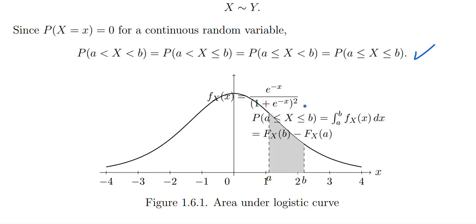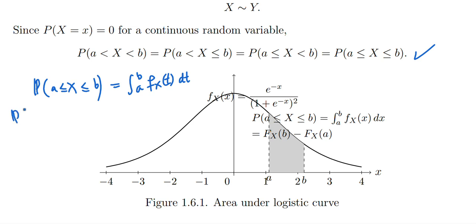And now it's asking why we have that probability of a less or equal to X less or equal to b. Why is it the case that this is a to b? If I take the left hand side, now whether I take a equal or not does not matter from here.